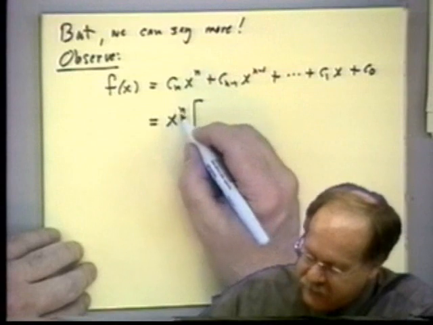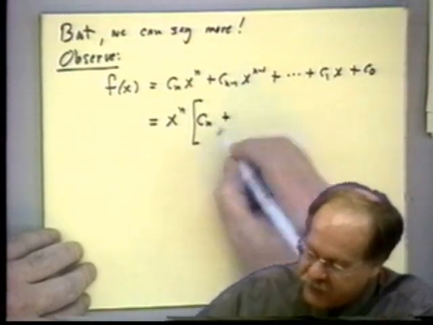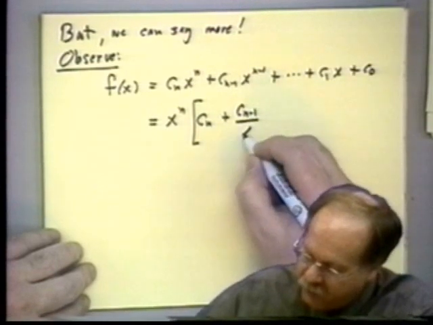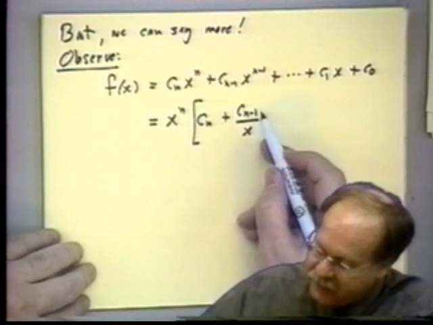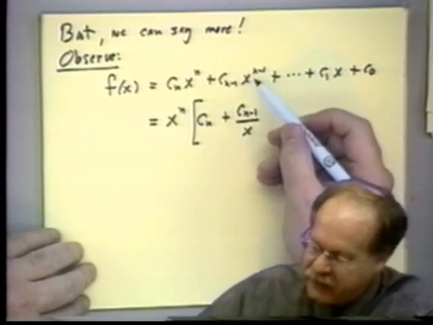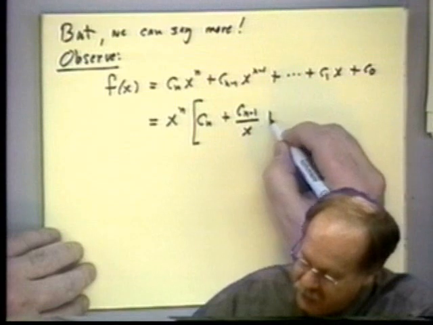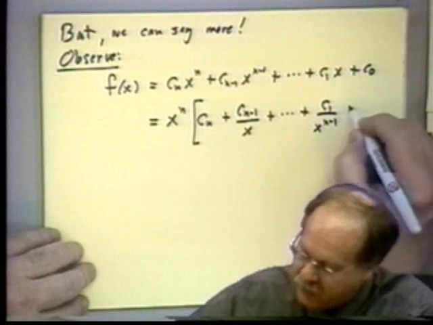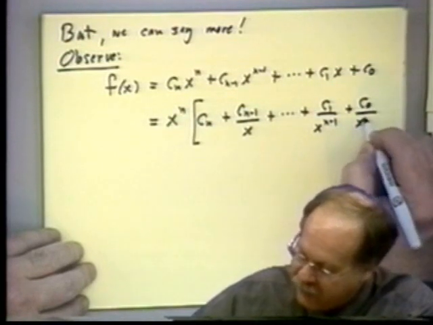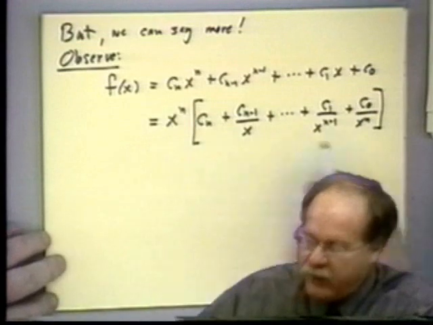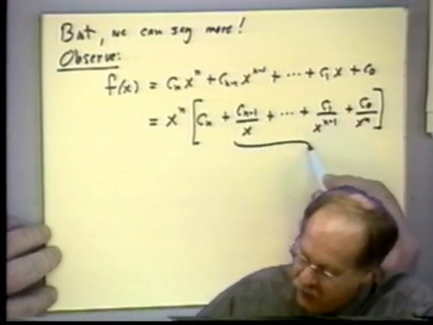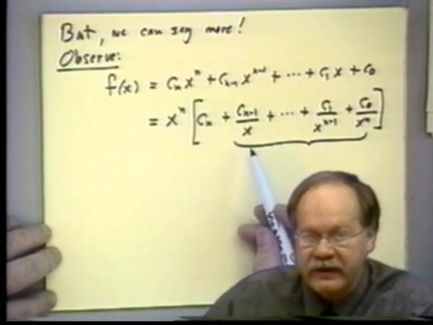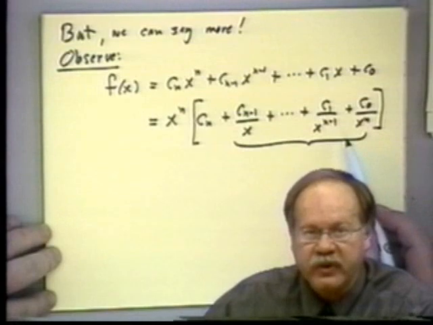If I take the x to the n out, I'm left first with c_n, that first step is easy. Then what happens here? Well, you're left with c_(n-1) over x. Because if I multiply the x to the n back in, then x to the n over x would give me x to the n minus 1. Continue down doing this. You have c_1 over x to the n minus 1, and then finally c_0 over x to the n. Now, why would anyone do this? Well, notice that all of these terms with an x in the denominator, as x goes to infinity, each one of these terms will go to 0.